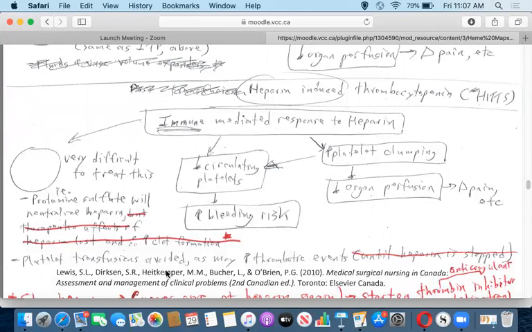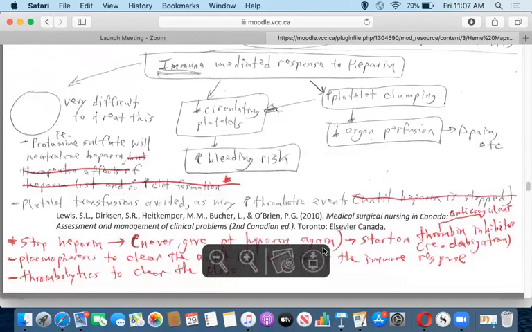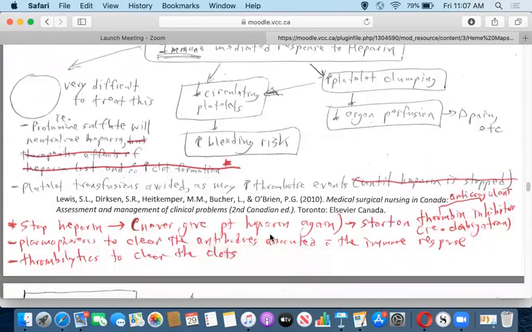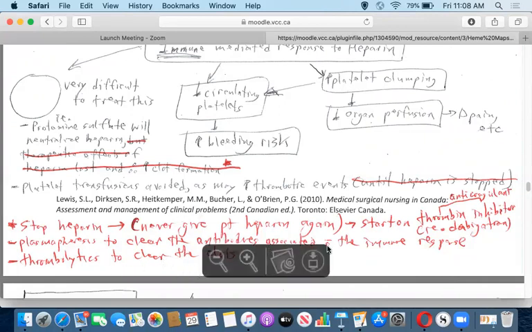You won't want to give a platelet transfusion because you don't want to increase clotting. They should never get heparin again. You'll probably want to start them on an alternative anticoagulant like a thrombin inhibitor such as dabigatran. There might be newer ones at the time this video is being made. You might need to clear out the antibodies, as we talked about above. And you might need thrombolytics in the last couple of cases to clear out the clots. Again, this might help.